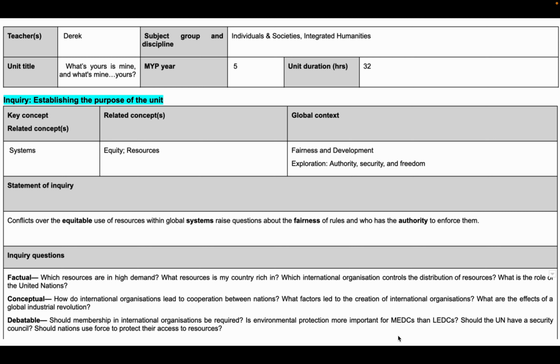Is environmental protection more important for MEDCs than LEDCs? So this idea of, if the Industrial Revolution happened earlier for industrialized nations, would it not be fair for nations who are LEDCs to go through the same steps, even if that meant them being polluters? Well, no definite answer to these questions, but hopefully it would get the students discussing amongst each other when provided with the stimulus of your learning activity, your formative assessment.